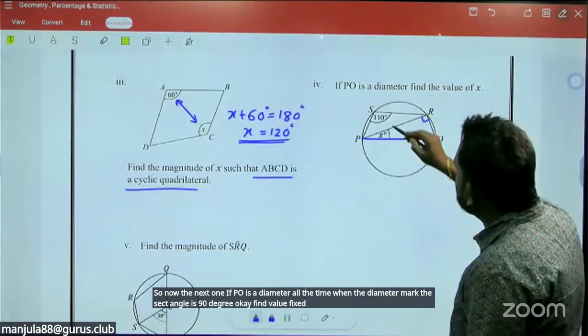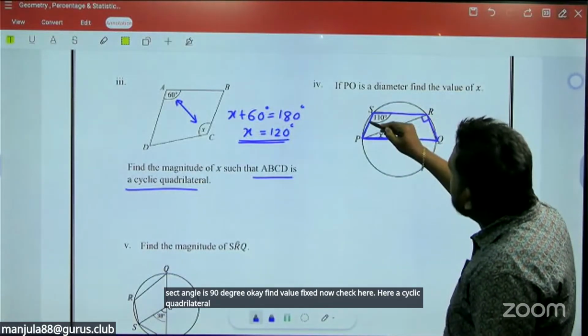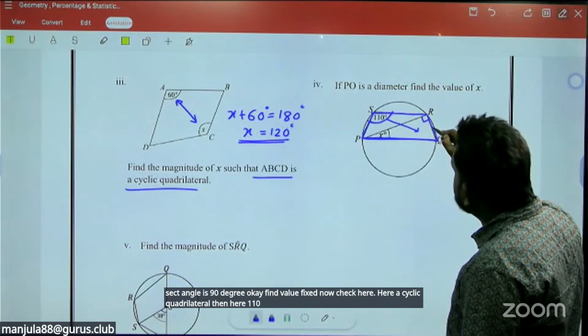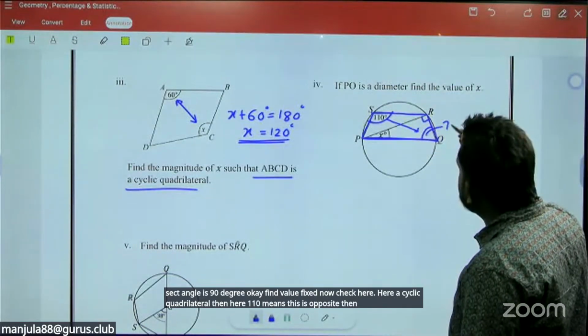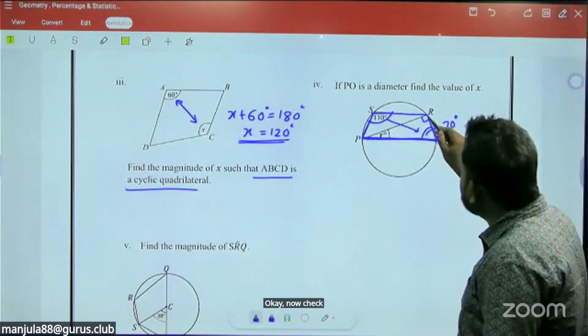Now check here. Here is a cyclic quadrilateral. Then here 110 means this is the opposite angle, then this comes as 70 degrees. Okay, now check here the triangle, they are the angles.